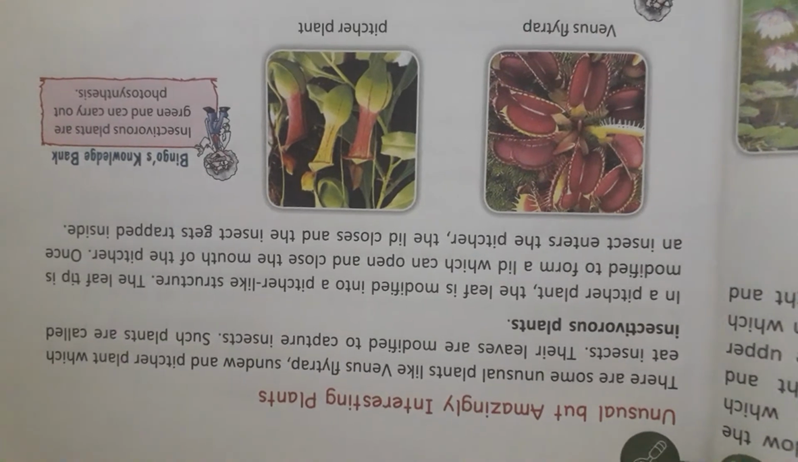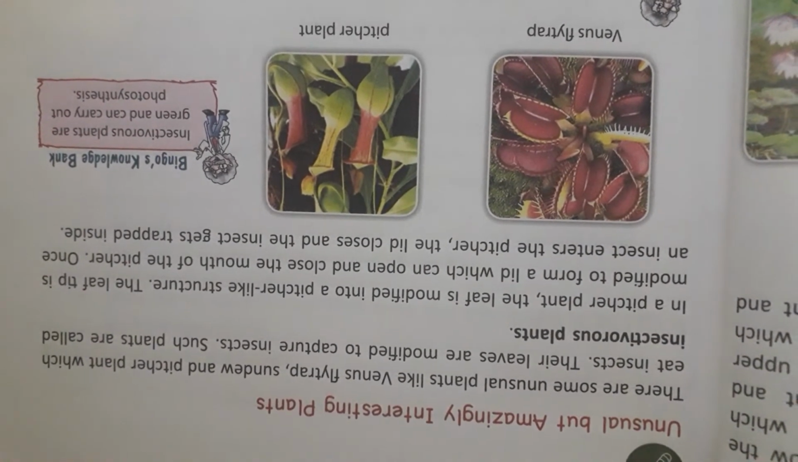Now come to some interesting, amazing plants. There are some unusual plants like Venus flytrap, sundew, and pitcher plant. These plants eat insects. Their leaves are modified to capture insects. They are so attractive that insects are attracted toward them and they eat the insects. Such plants are called insectivorous plants.